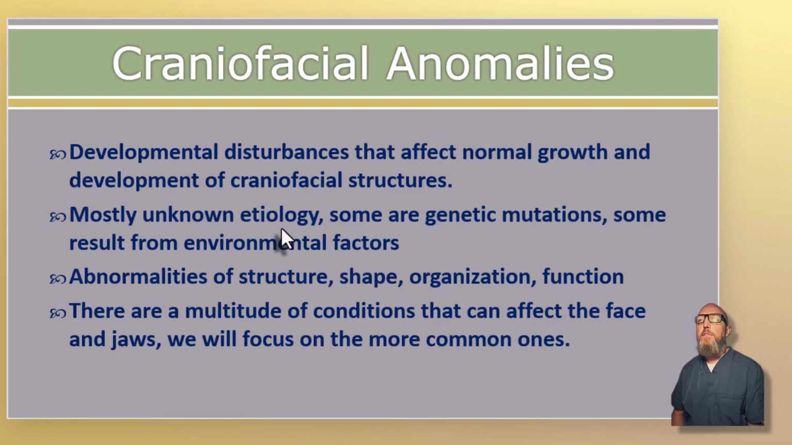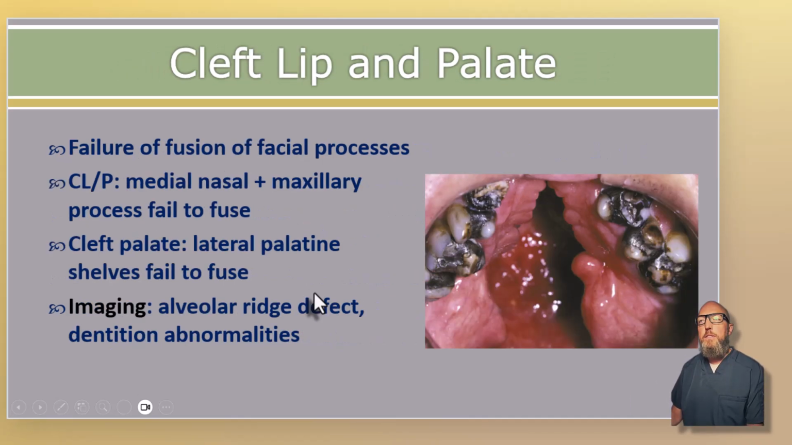And now we just have a few of these craniofacial anomalies to go through. These are developmental disturbances that affect the growth of the craniofacial structures. Mostly are unknown etiology, but there are some genetic mutations, some environmental factors that can contribute. So abnormality of the shape, the size, the structure, the organization, a lot of different conditions that can affect the face and jaws. We'll focus just on the more common ones.